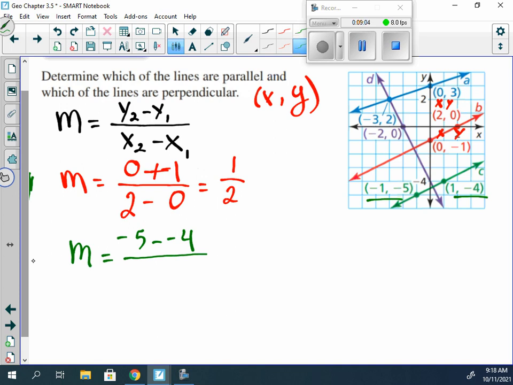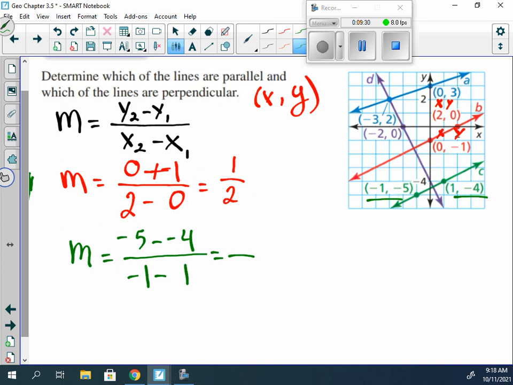Now what are the x values? -1 and 1. Which one needs to go first? The -1. Since we put -5 first as the y, its x value needs to go first. Since we put -5 first, its x value is -1, so it has to go first. We have to keep them in the correct order.